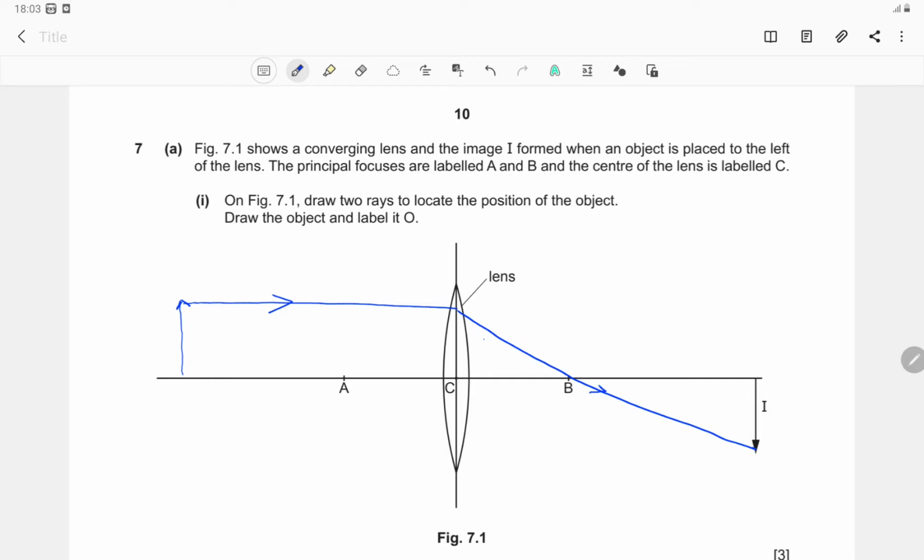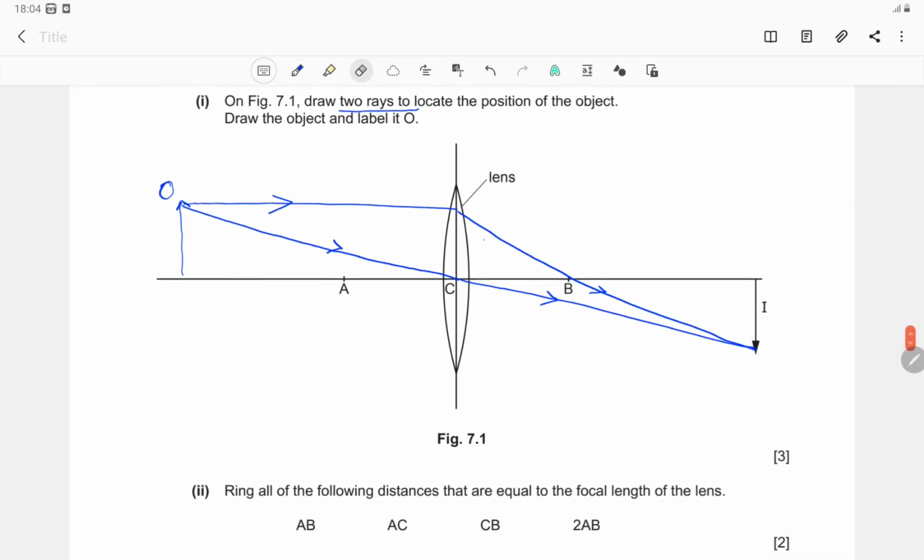Next ray you can draw, which is directly passing through the center, so that it won't refract or it won't deviate. And it also should be a straight line, as there is no bending, so that you will get the image at this point. And here also you need to put the arrow. This is very important. So in the question they have asked you to draw only two rays. So we have drawn two rays and this is the object.